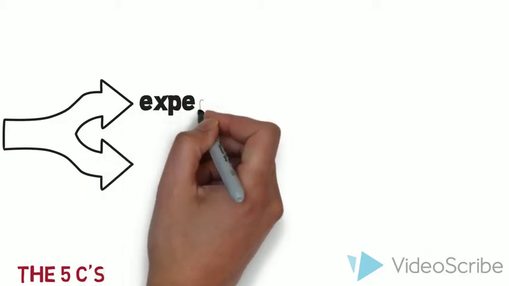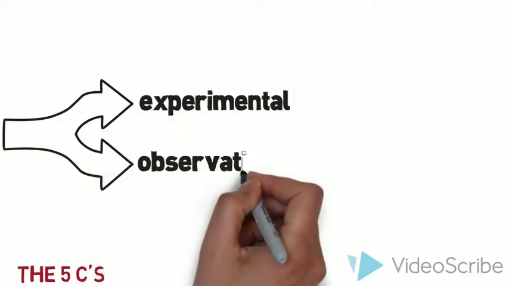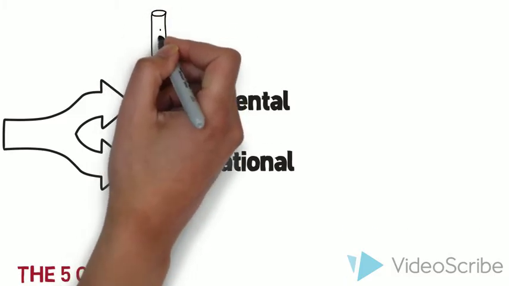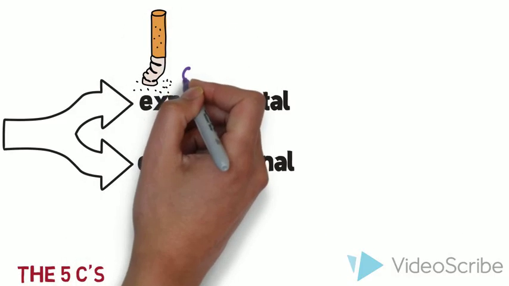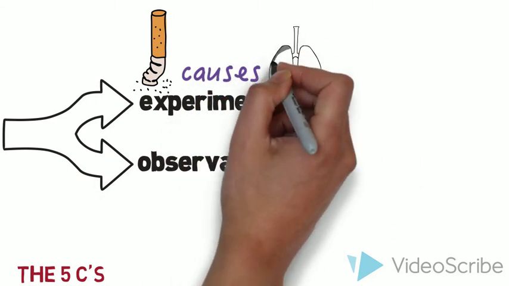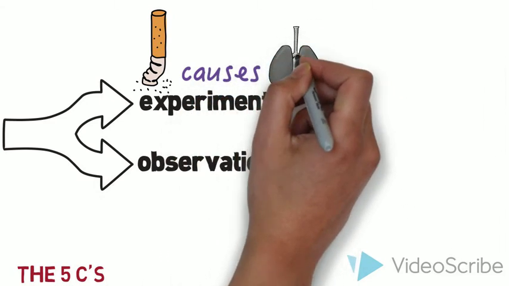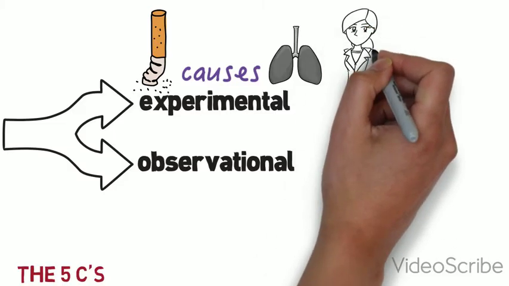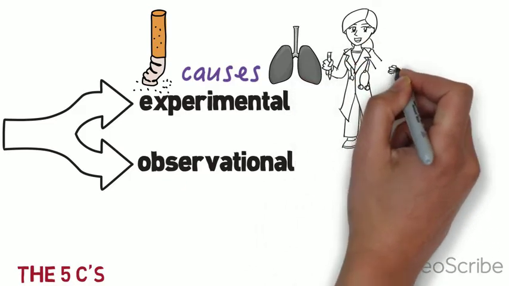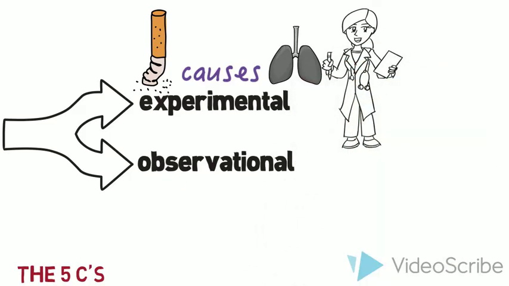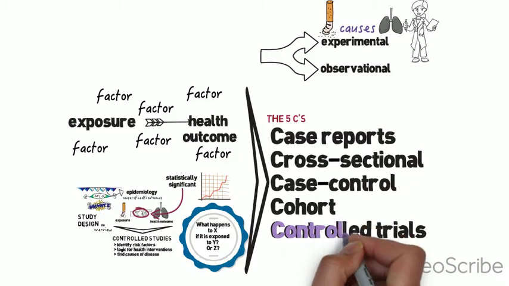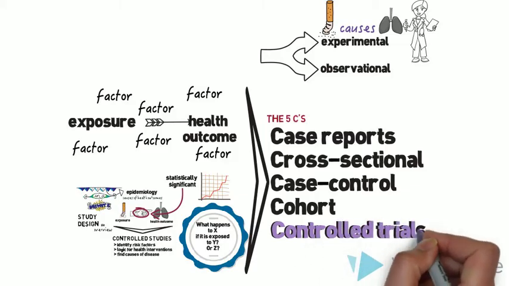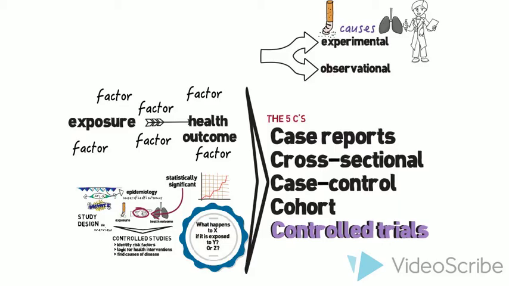The first major decision to make is whether you'll be doing an experimental or an observational study. Only an experimental study can prove that X exposure causes Y outcome. That's because in an experimental study, you, the experimenter, control everything: the chance causing the variables, the type and level of exposure, and the type of health outcomes. Only one of our 5 C's is an experimental study, controlled trials. We'll talk more about the benefits and downsides to conducting a controlled trial in detail in a later video.